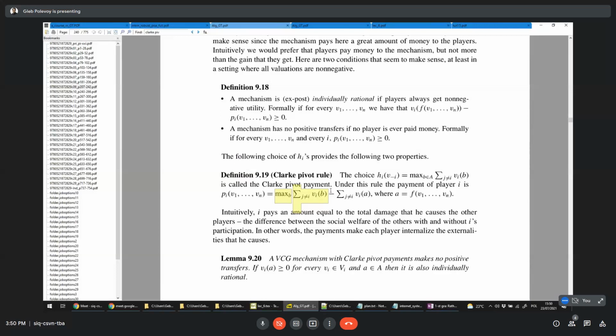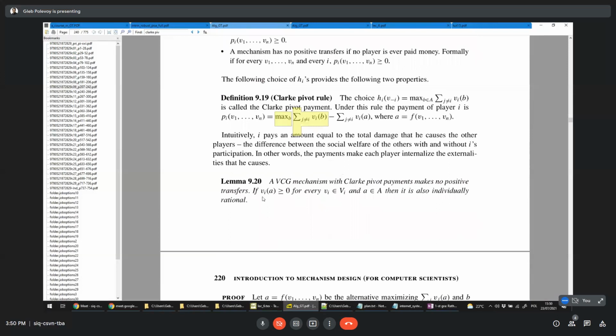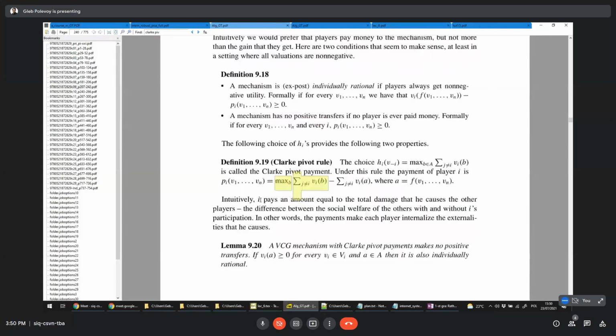Now, those requirements hold, and sometimes you require that this v is not zero and all that. But anyway, that's the Clarke pivot rule. Now let's apply this rule to our example. Before we do that, do you have any questions about the Clarke pivot rule?